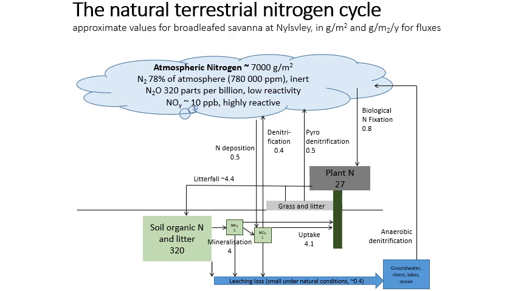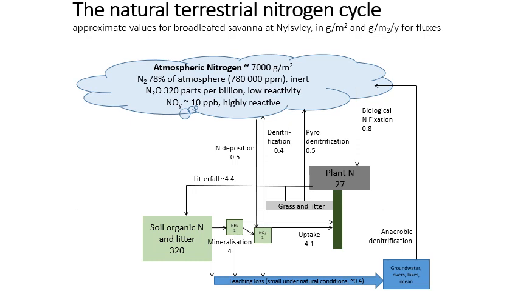Now I mentioned that it's very important, if you have a lot of outputs from the system, that you have an equal amount of inputs to the system, otherwise you're going to end up draining the system of nitrogen. So you can see the little numbers next to all of these fluxes, and theoretically in a natural, sustainable terrestrial ecosystem cycle, the inputs and the outputs should be approximately balanced.